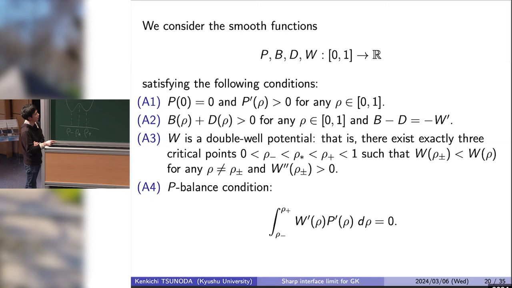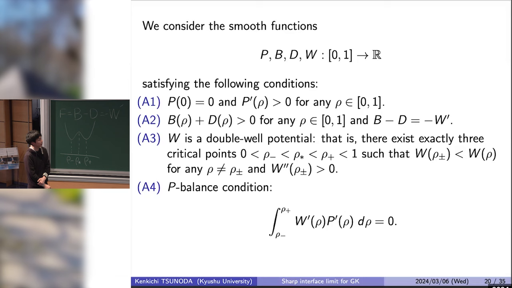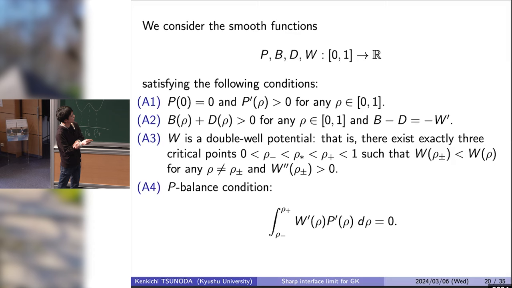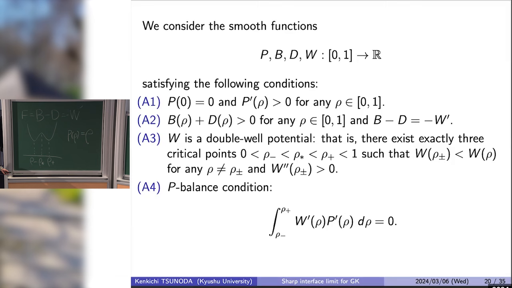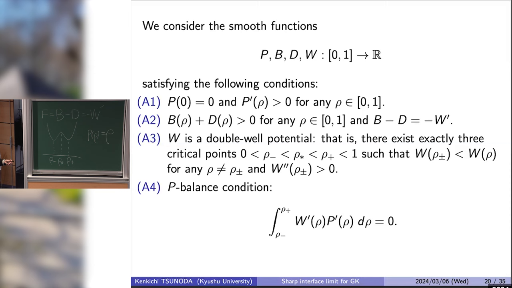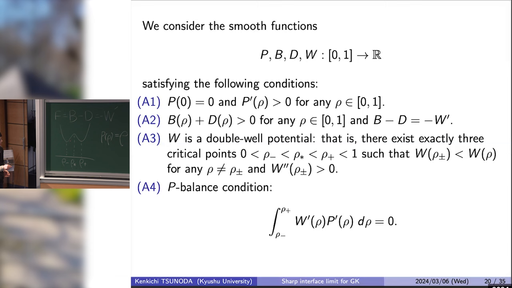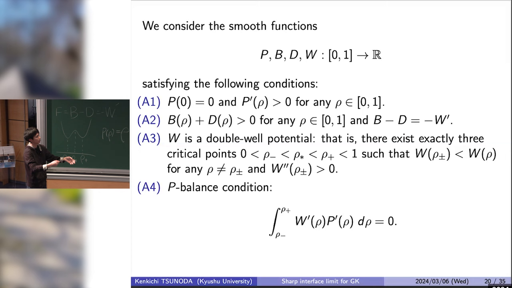Something like this picture. And to obtain the motion by mean curvature in the limit, we need this balance condition. The simple case is just P(rho) equal to rho. Then clearly the derivative of P is just 1, so we don't have this one. Then this balance condition implies that the heights of these wells are equal, so each well has the same depth. But in general, it is replaced with this condition. Anyway, to obtain the motion by mean curvature, we need this condition, and we assume it.